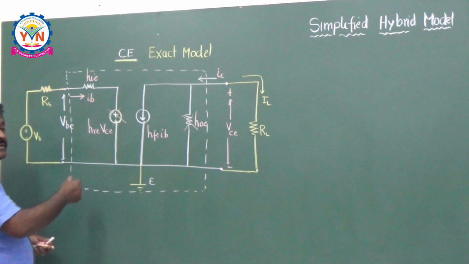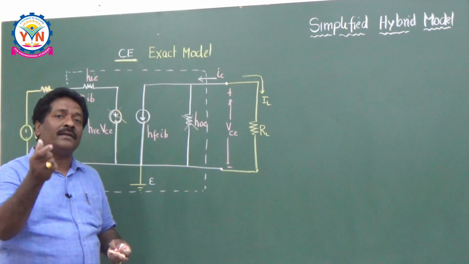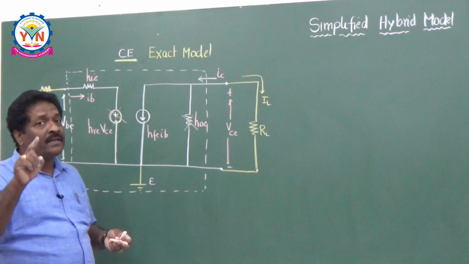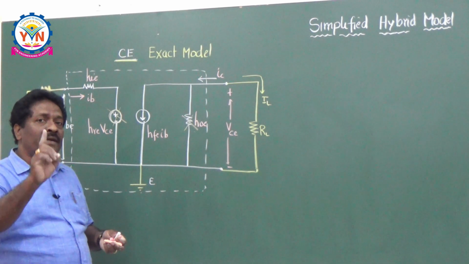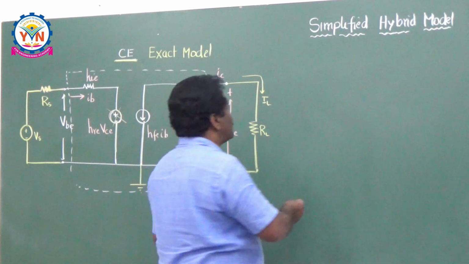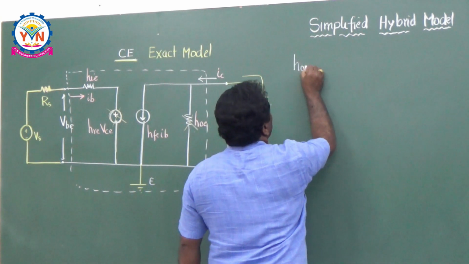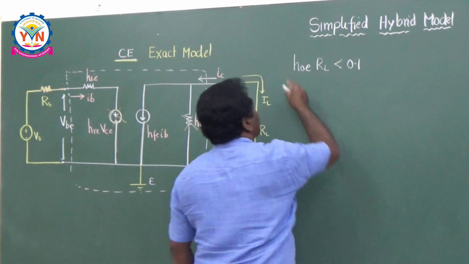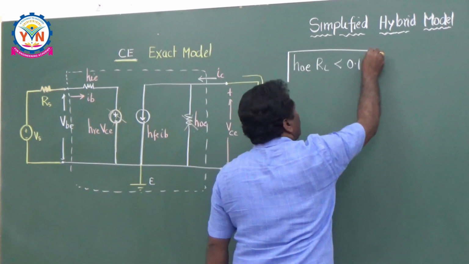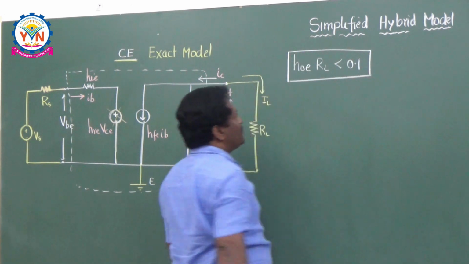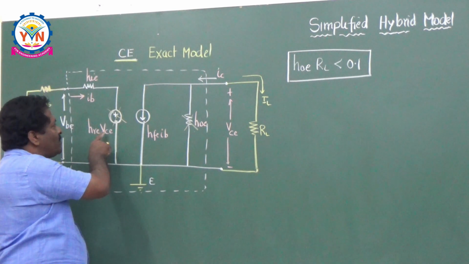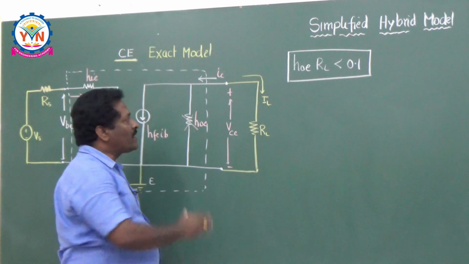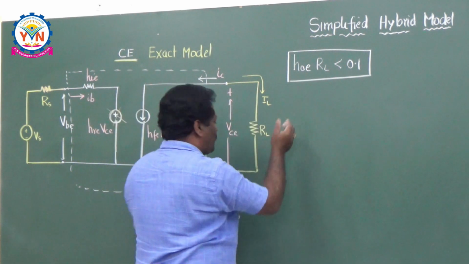But if you neglect like this, the results may change by some percentage. If that percentage is negligible, then definitely you can use it. But that percentage is negligible only when one condition is satisfied. What is that condition? That condition is HOE into RL should be less than 0.1. This is the most important condition required to use the approximate model from the exact model. That means, if you want to neglect the effect of this voltage source and this HOE, this condition has to be satisfied. Then convert this exact model into the approximate model.